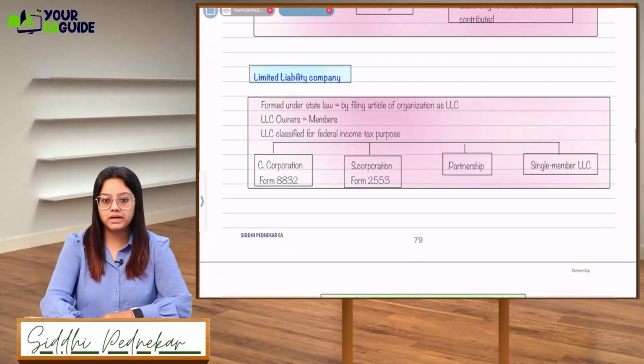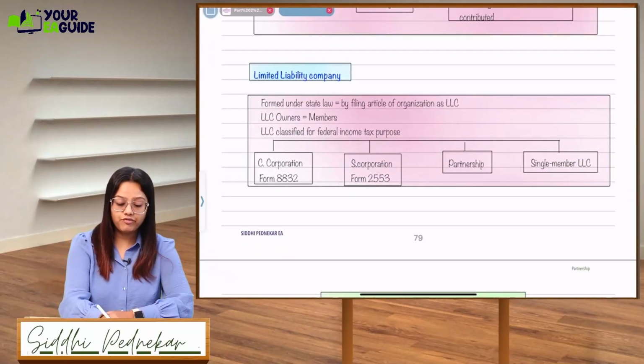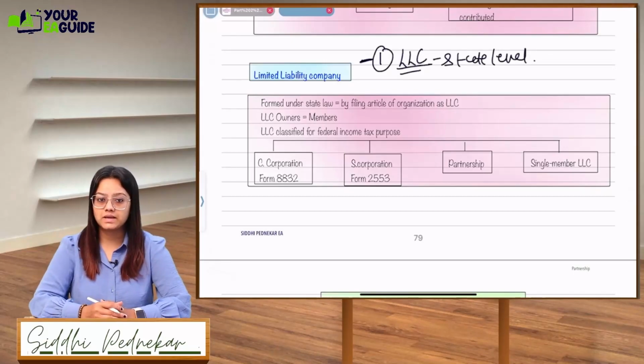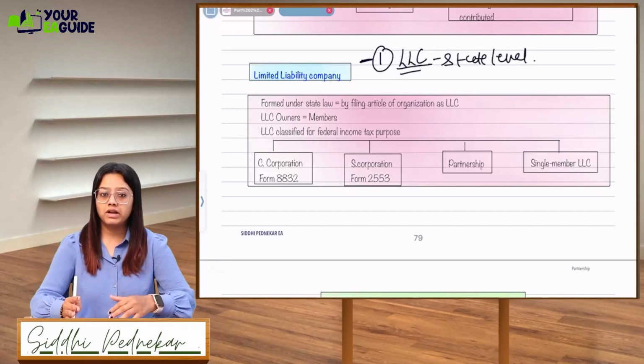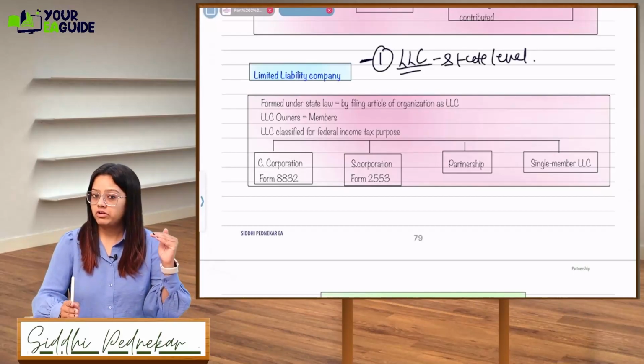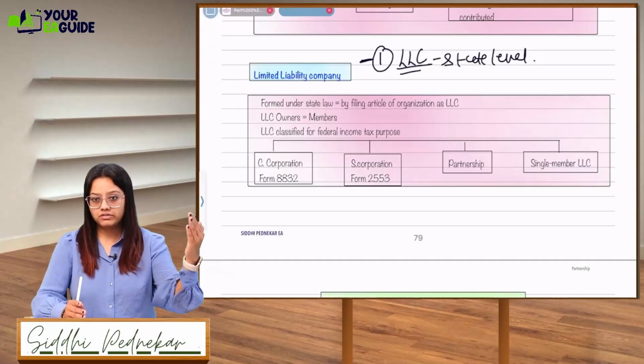Next is the limited liability company, LLC. So when you're forming your business, the first thing you are going to do is form an LLC. At the state level, you are going to register yourself as an LLC. Now what happens at the federal level? An LLC is not recognized, right? We all know that at the state level it will be called differently, and at the federal level it will be called differently.